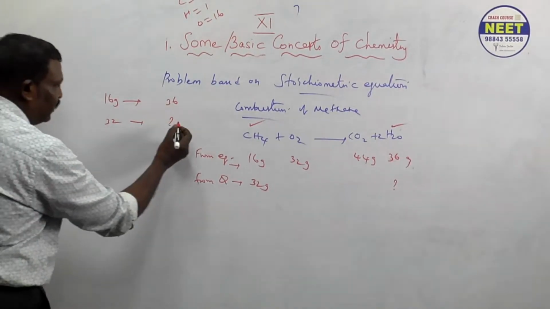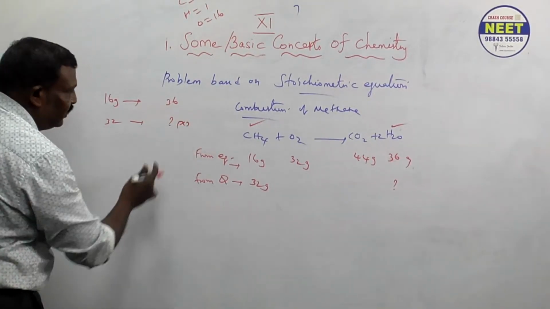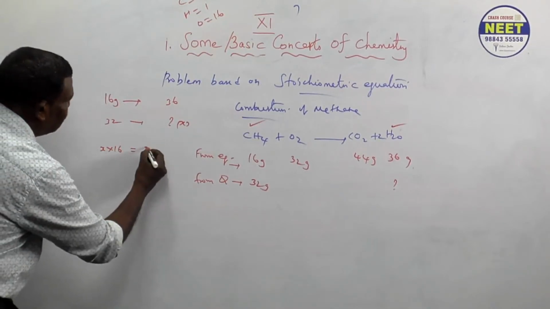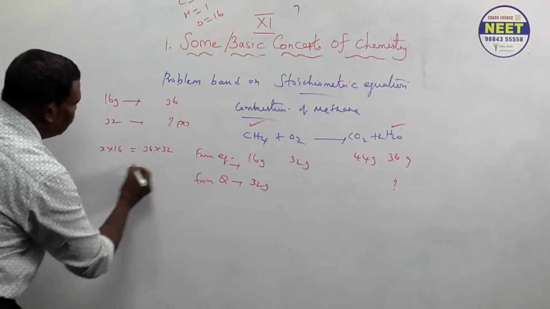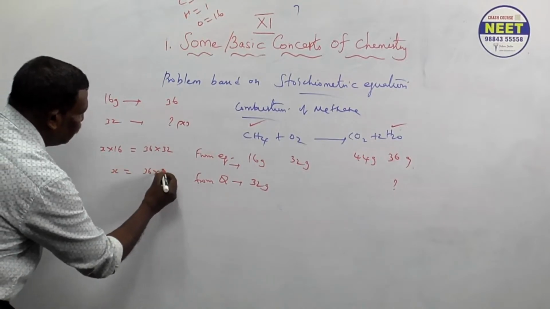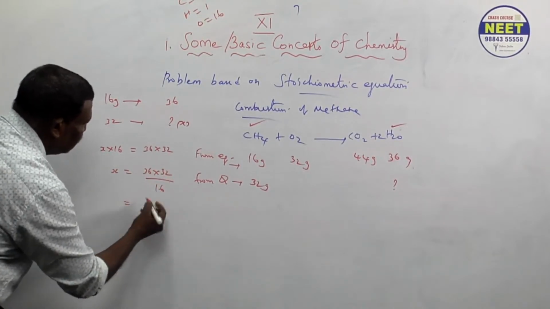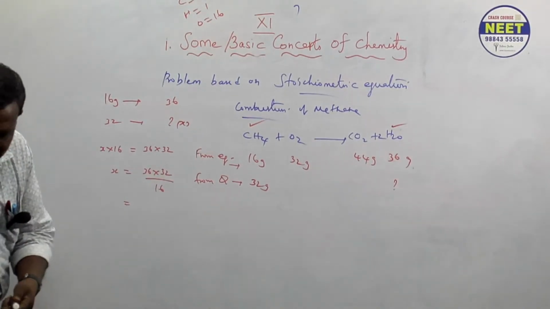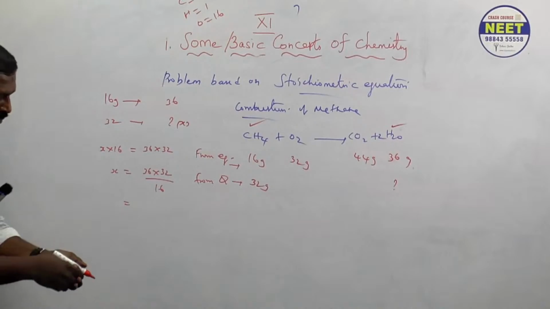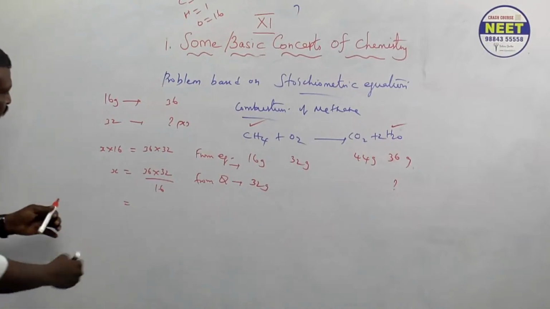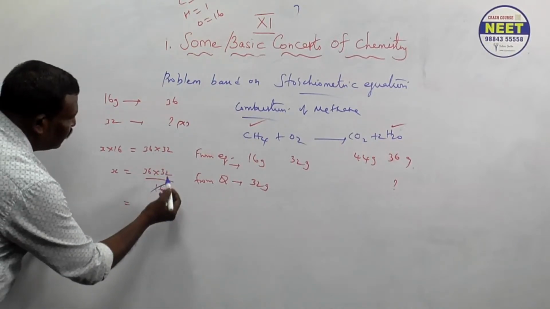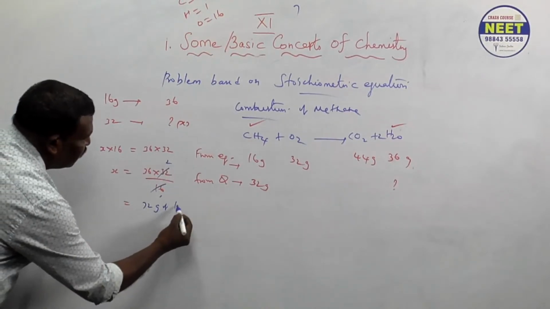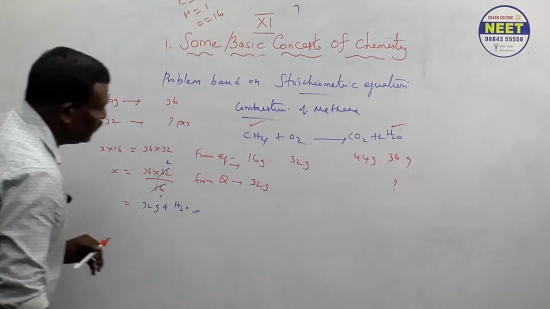Your calculation is there. You consider x. X into 16 is equal to what? 36 into 32. Therefore, x is equal to 36 into 32 by 16. Cancel. Understood? One time is what? 2 times. So, 72 gram of what? H2O will be formed. Are you following?